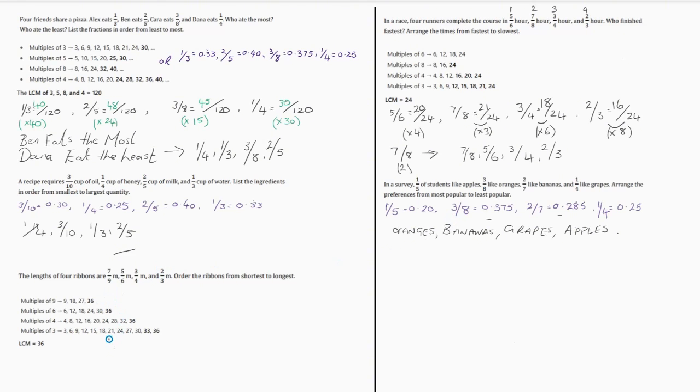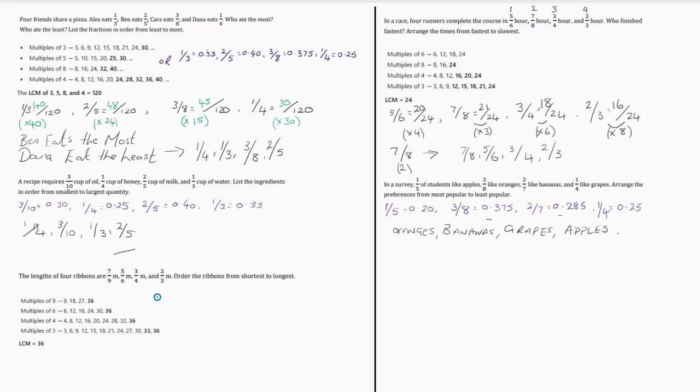And then finally, it is going to be the length of 4 ribbons. Oh, this is a classic question. They are 7/9, 5/6, 3/4, and 2/3. Order the ribbons from shortest to longest. So I've done lowest common multiple by listing because I knew 9 times 4 is 36. And I know 6 goes into 36 and I know 3 goes into 36. So it was a pretty straightforward one for me to do. So now I know that, let's change our denominators.